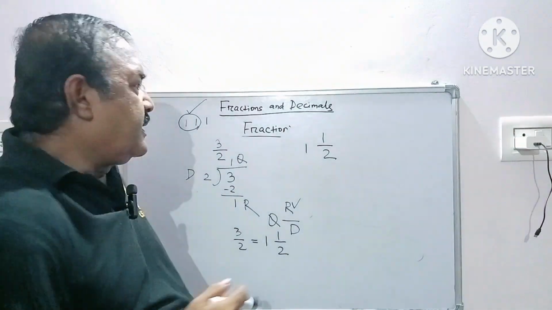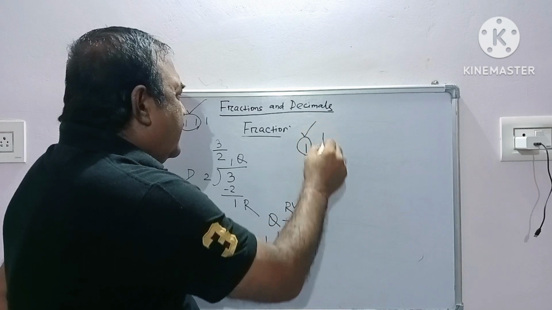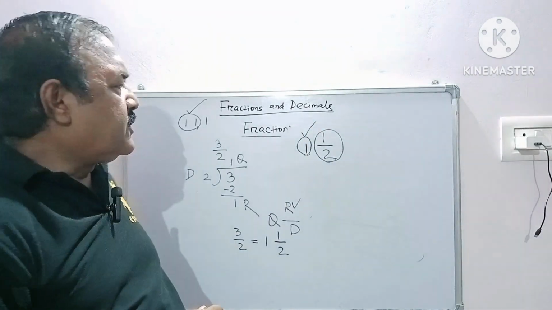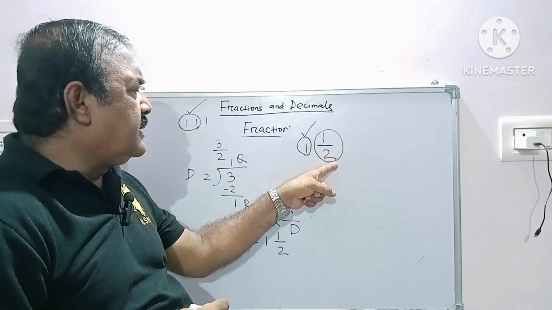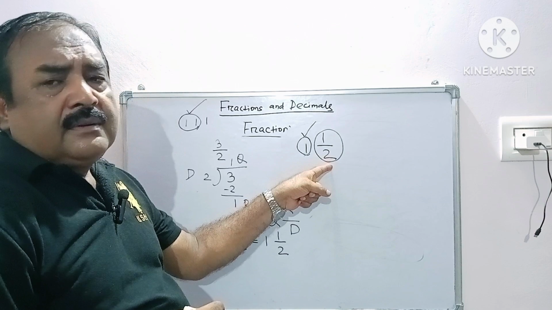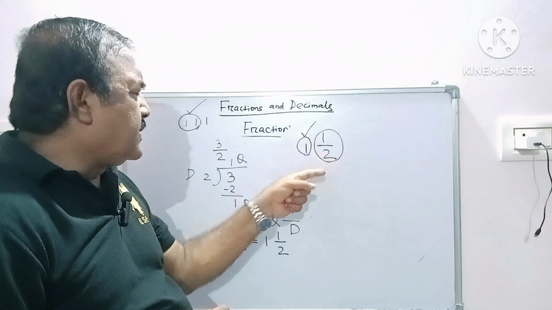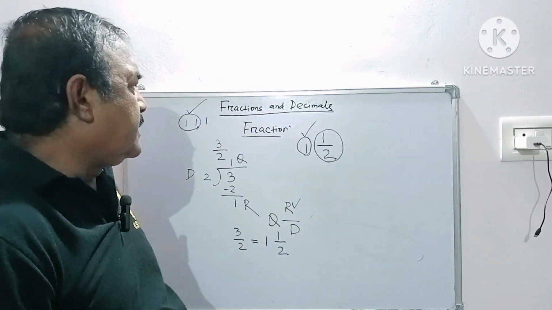This is a mixed fraction. This was the quotient, it is a whole number, and this is a fractional part. It is a proper fraction. So one is a whole number and the other one is a proper fraction. It is never an improper fraction. Always it will be a proper fraction. So a whole number with a proper fraction, that is the mixed fraction.